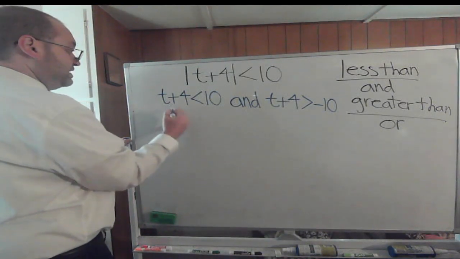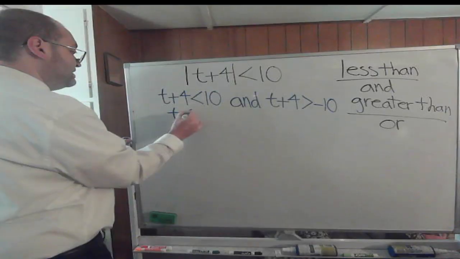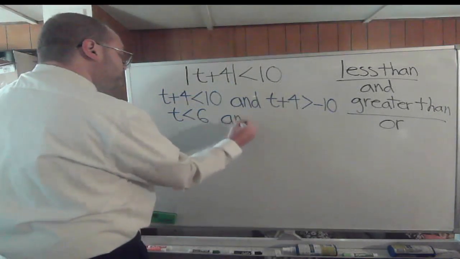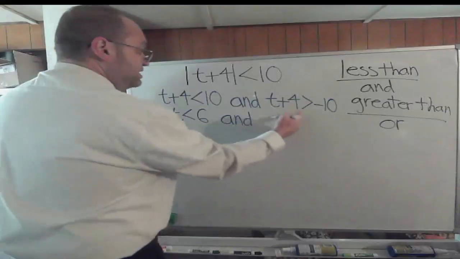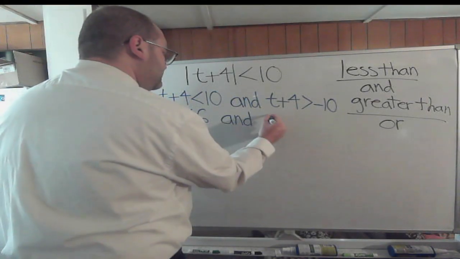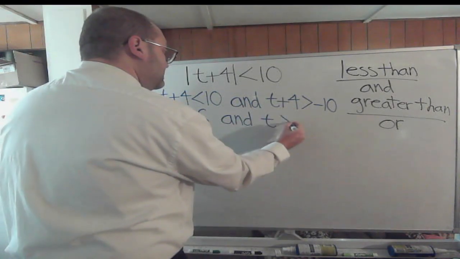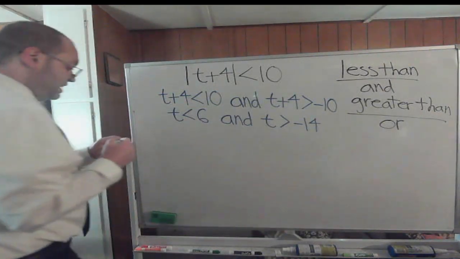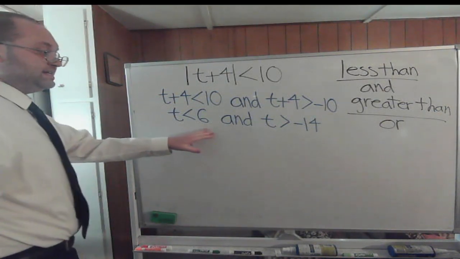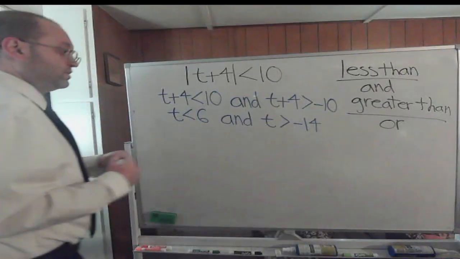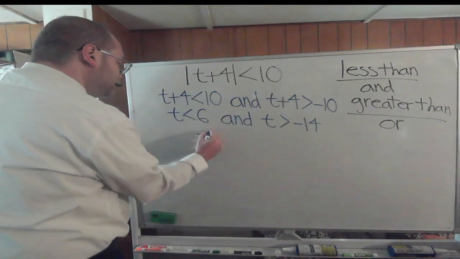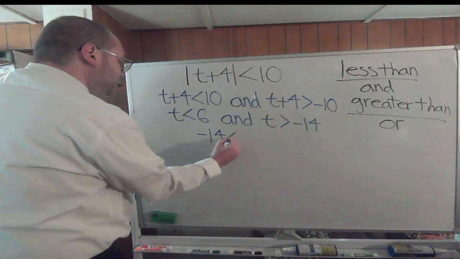T plus 4 less than 10, that'll give you t is less than 6, and t plus 4 is greater than negative 10, that would give you t is greater than negative 14. So now you have t is less than 6 and t is greater than negative 14. Well, if t is greater than negative 14, that means negative 14 is less than t.